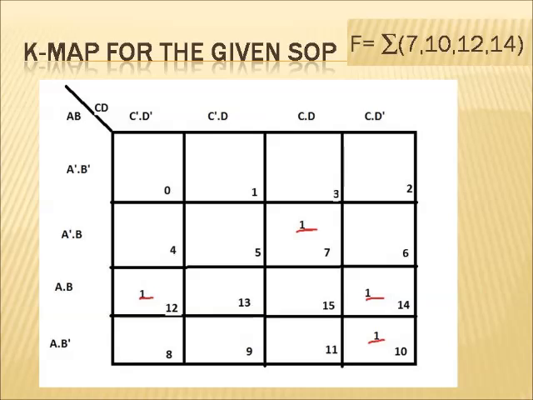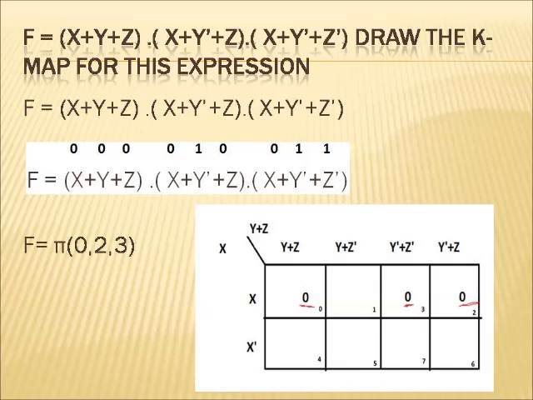So we have the Boolean expression as f is equal to sigma 7, 10, 12, 14. So we put 1 in all the selected index positions. So we can see that I have put 1 on cell number 7, 1 on cell number 10, 1 on cell number 12 and 1 on cell number 14, right? Okay. So we have seen the examples of SOP form and its corresponding K-map representation.